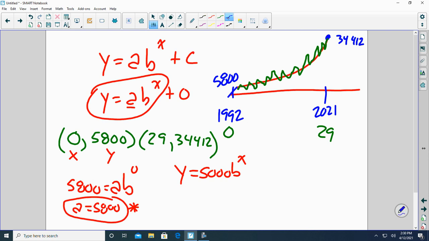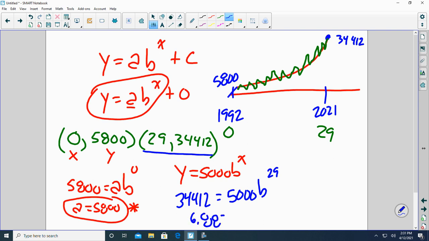All right, almost done. So now I'm going to plug this in, and it's going to allow me to find my b value. So I have 34,412 equals 5,800 b to the 29th. So if I divide 34,412 by 5,800, that's going to give me 5.9331... equals b to the 29th power.